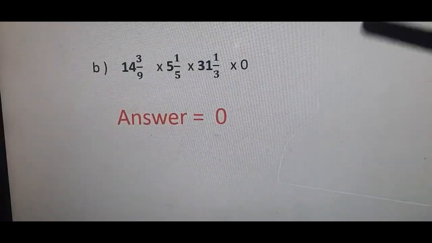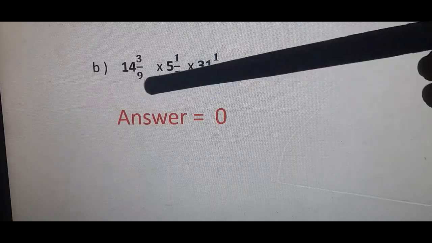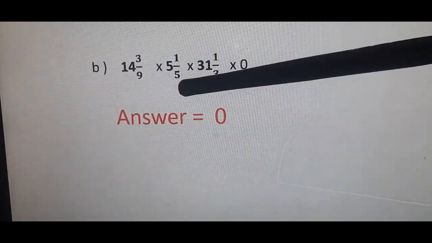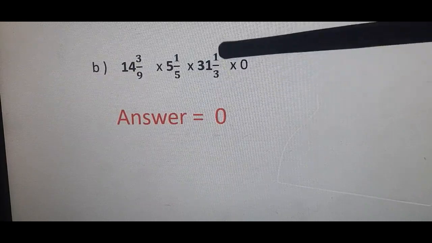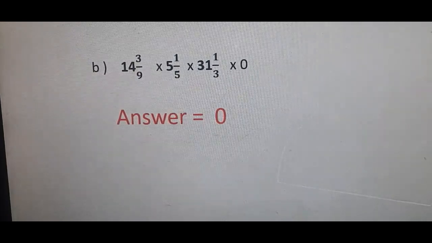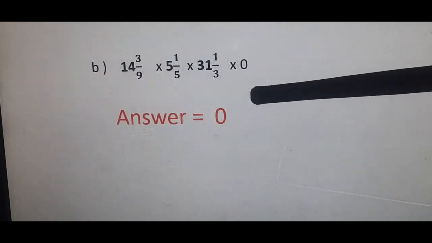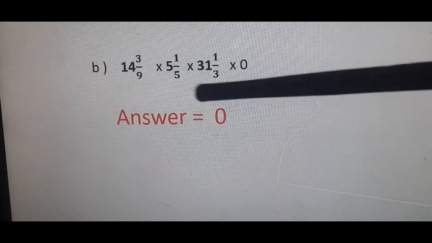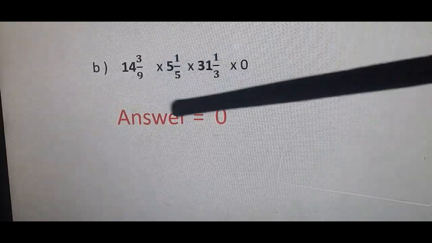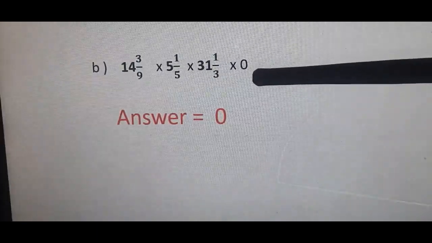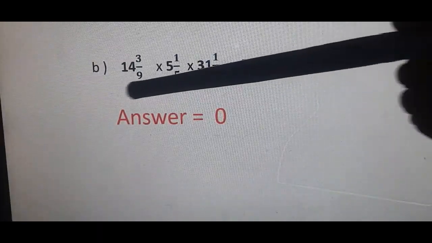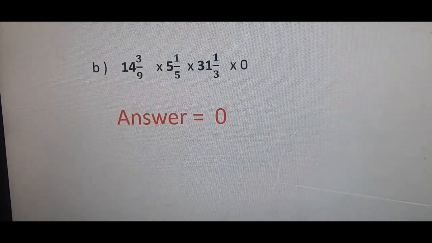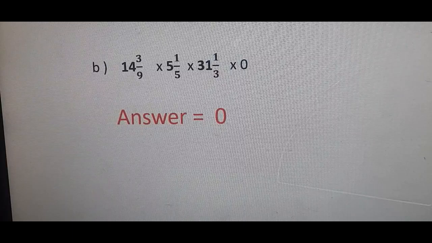Now see this next question, which is also based on property. 14 whole 3 upon 9 multiply 5 whole 1 upon 5 multiply 31 whole 1 upon 3 multiply 0. I gave this type of question in your previous test also, but some students started solving this. Why? It is written multiply by 0, and you know that when any fractional number is multiplied by 0, your answer will be 0 only. So there is no need to solve it.